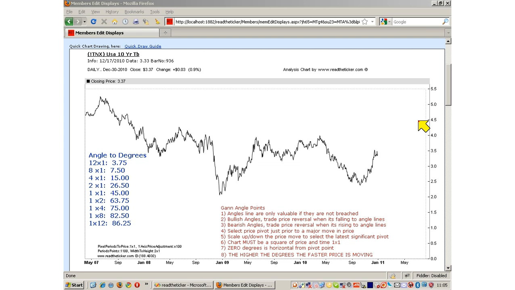We've already established a one-to-one squaring of time and price chart for the 10-year US Treasury bill. How to do this was in a previous video. There are two methods to draw Gann angles. One is the quick draw guide, the other is through the object saving method. First we're going to use the quick draw guide.